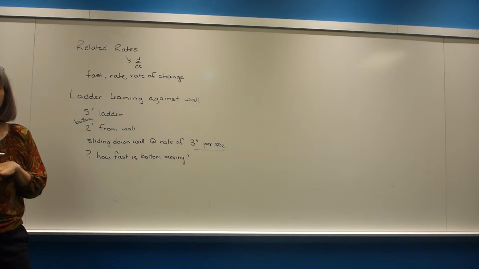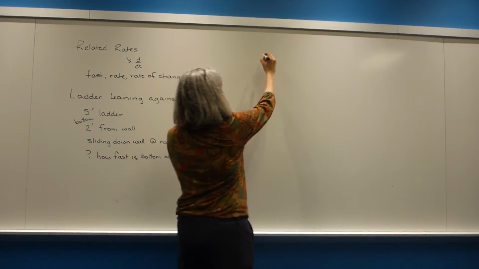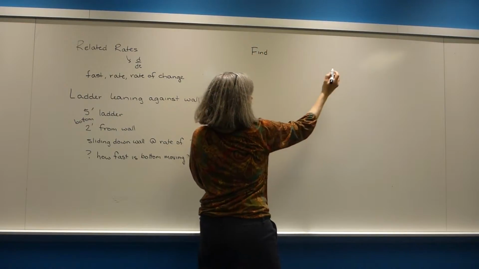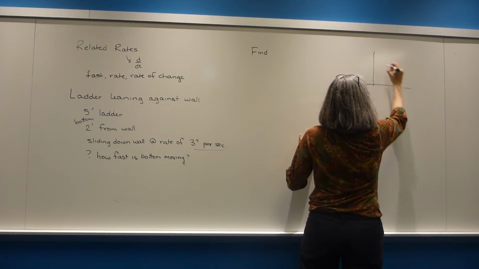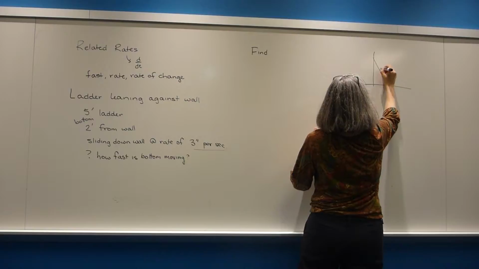So the first thing you're going to do is draw a picture if you can. So let's look at the picture. Well, first, I guess we need a picture to be able to do that. And here's our ladder. We know that the ladder is how long? 5.